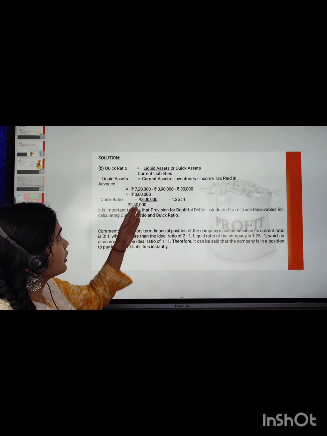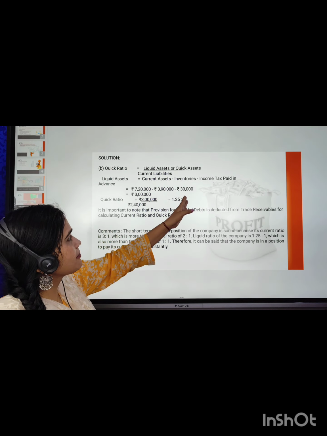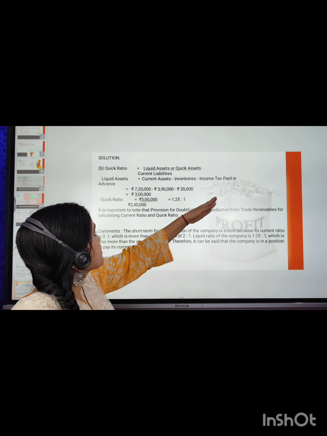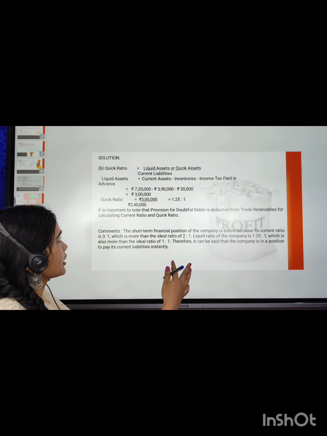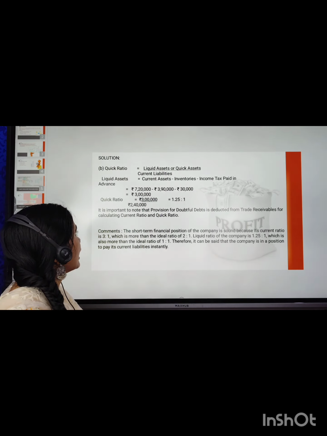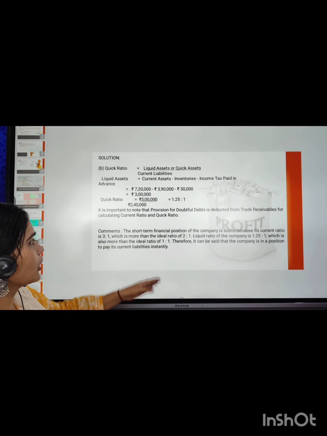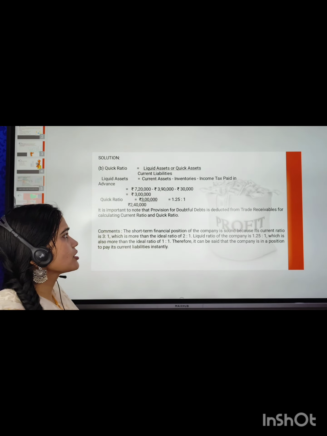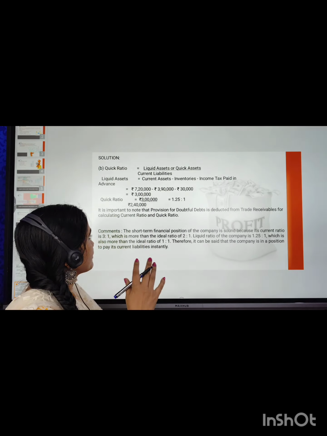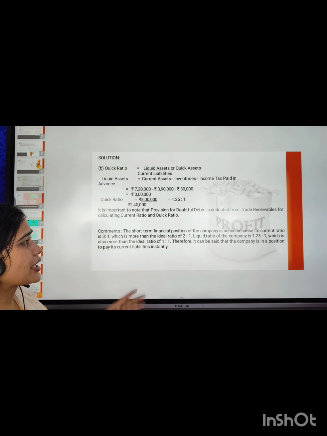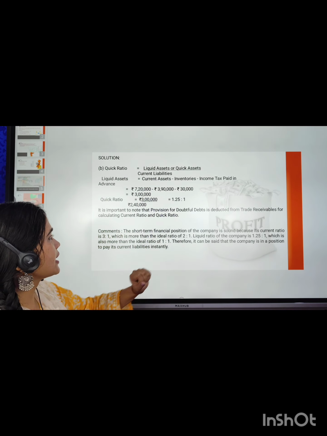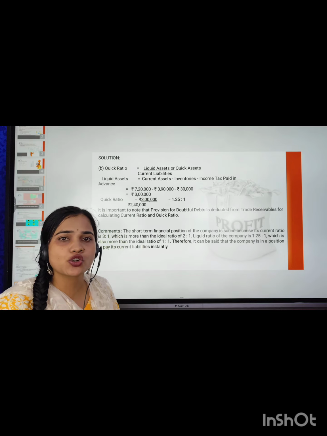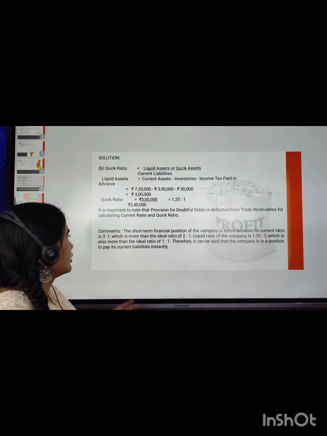Quick ratio, liquid asset or quick asset upon current liabilities. In liquid asset, the formula is current assets minus inventories minus income tax paid in advance. So 7,20,000 minus 3,90,000 minus 30,000, that is 3 lakh. The quick ratio is 3 lakh upon 2,40,000. So here the ratio is 1.25:1. It is important to note that provision for doubtful debt has been deducted from trade receivable for calculating current ratio or quick ratio.